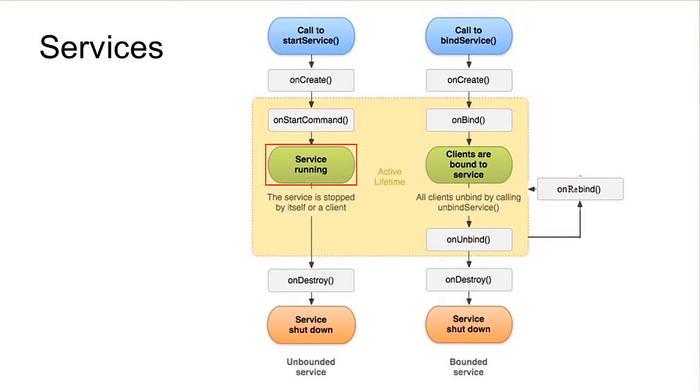You can terminate the service itself after doing a certain task, or even the client can send a request to stop the service. With bounded services, the client can call that service with the bindService method. Once the client invokes that method, the service's onCreate callback will be called. Afterwards, the service will call the onBind callback and then clients are bound to the service. Once all clients unbind by calling unbindService, the onDestroy method will be called and the service will be shut down.